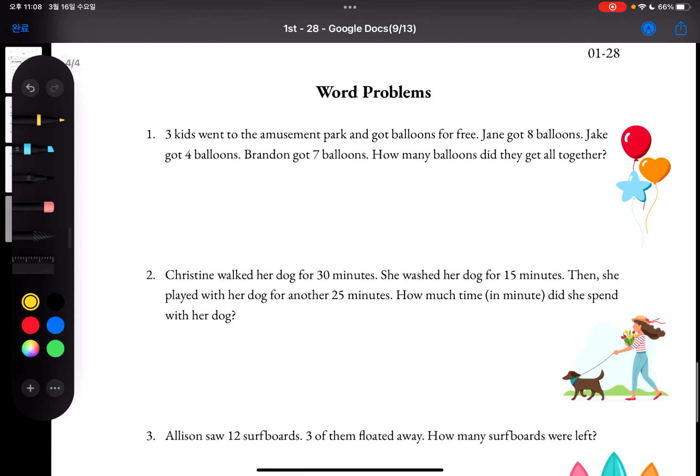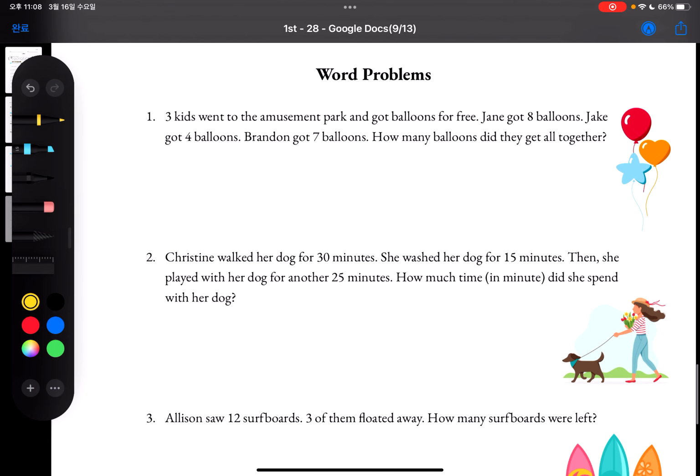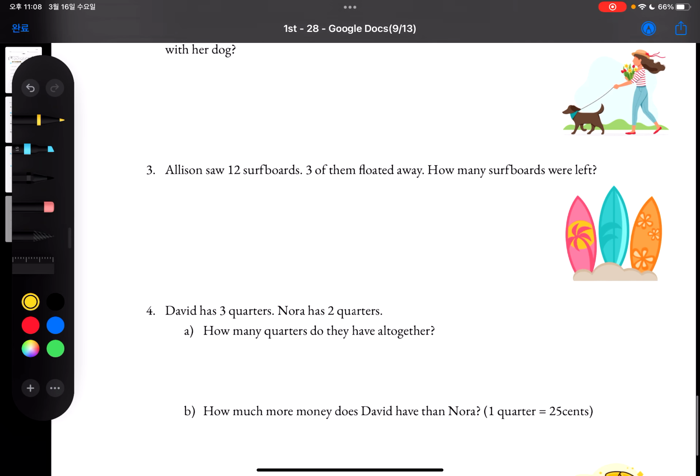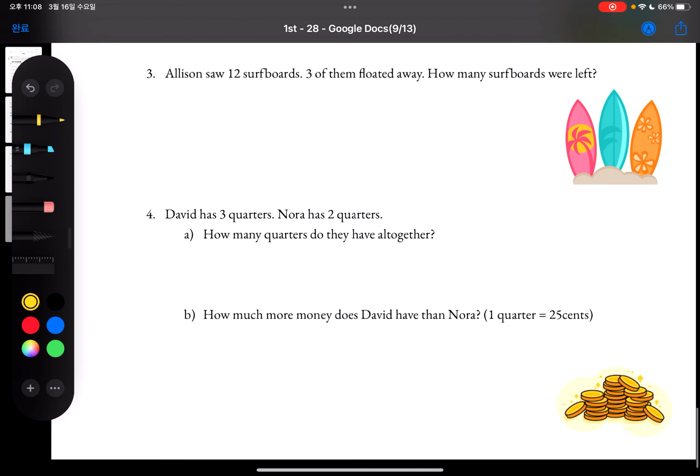Let's look at the word problems now. We can do number 4 together. David has 3/4 and Nora has 2/4. There are 2 questions related to this statement. The first question is, how many quarters do they have altogether? So we have to add the number of quarters they have. David had 3/4 and Nora had 2/4. So we just have to do 3 plus 2.